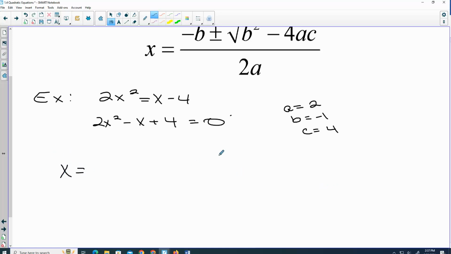So maybe just plug into our formula. X equals the opposite of b. So if b is -1, the opposite would be 1 plus or minus square root of b, so -1 squared, minus 4 times a, which is 2, times c, which is 4, all over 2a.